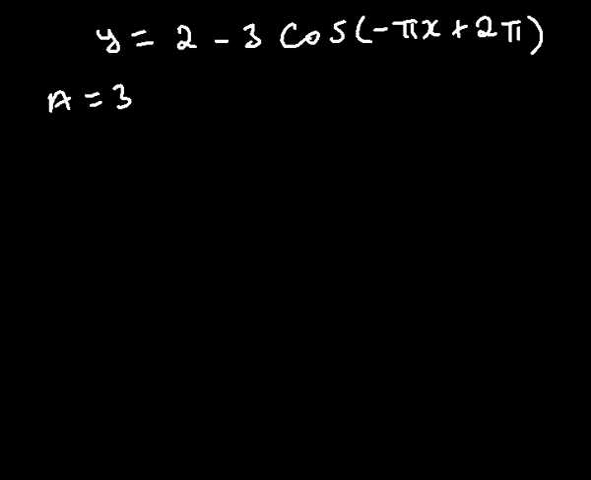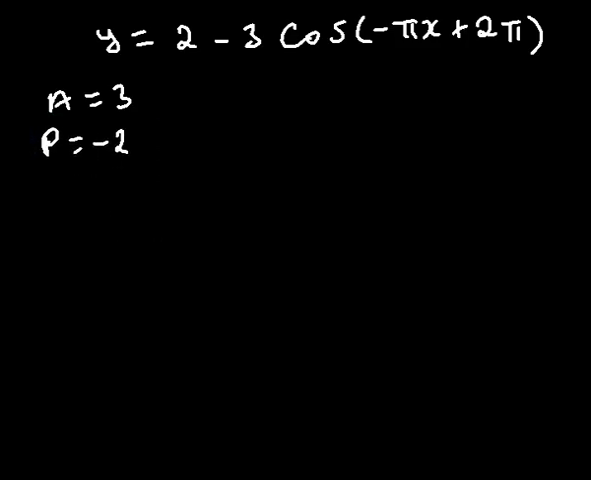And what is the coefficient of x? That is b. We have it as negative pi. And therefore, the period is given as 2 pi over negative pi, which is negative 2. That is the period.